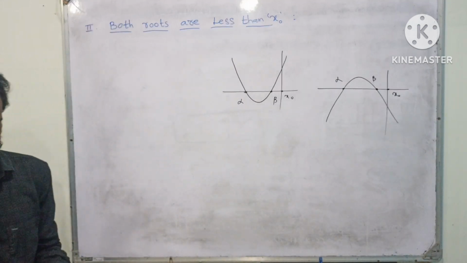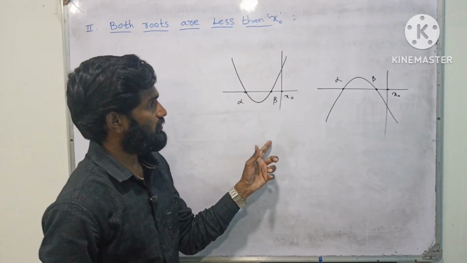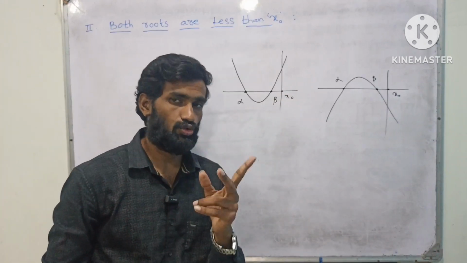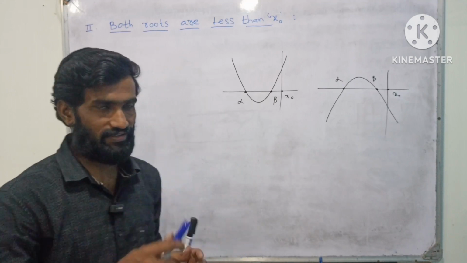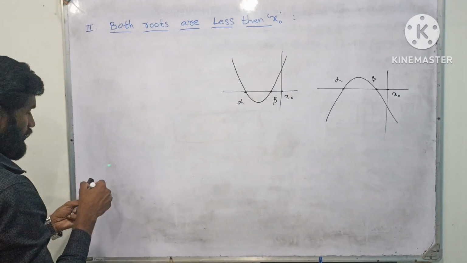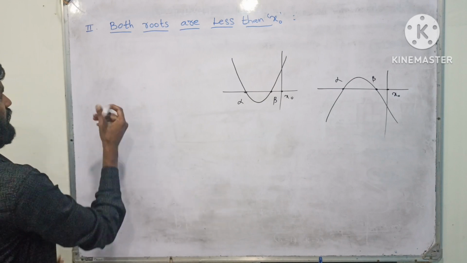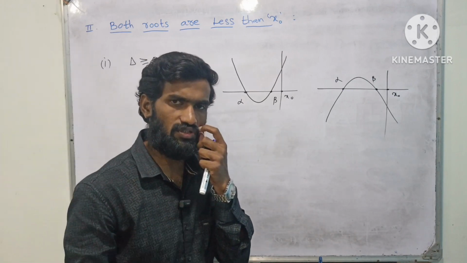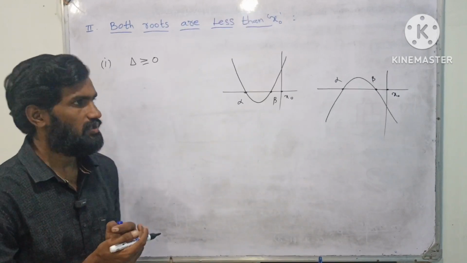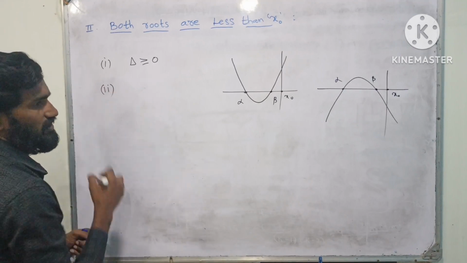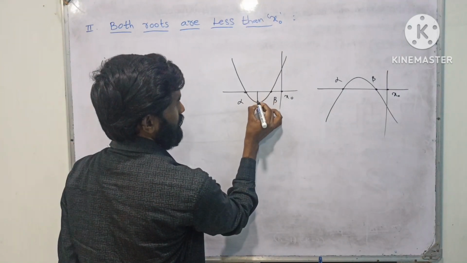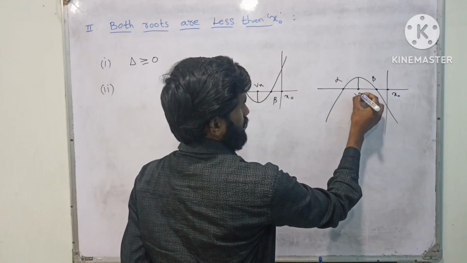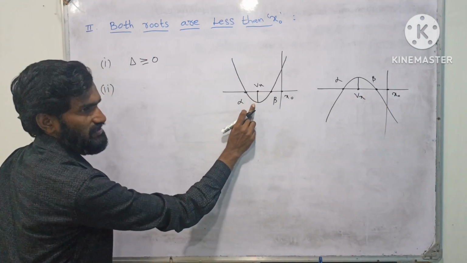Now observe these two graphs. Here we are again comparing two roots with some real number. If I want to compare two roots with some real number, definitely the roots must exist, right? So that is the first one. What is the first condition here? Again, the discriminant is greater or equal to 0 only. We can take equal to 0 or greater than 0 depending on the question. Right, now what is the second condition? If you observe here, this is the Vx, and Vx is less than x naught.